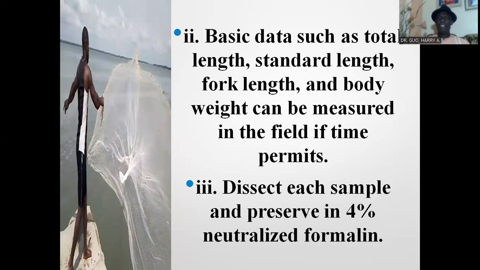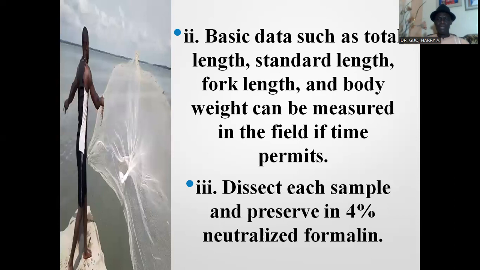Then basic data such as total length, standard length, fork length, and body weight can be measured in the field if time permits. So after the fish have been collected, the fish should be measured. The total length basically is the measurement of the length of the fish from the snout to the tip of the tail. The fork length is from the tip of the snout to the inner part of the caudal fin, while the body weight is done by using a scale. All of this data should be measured. Even the girth of the fish can be measured in the field.